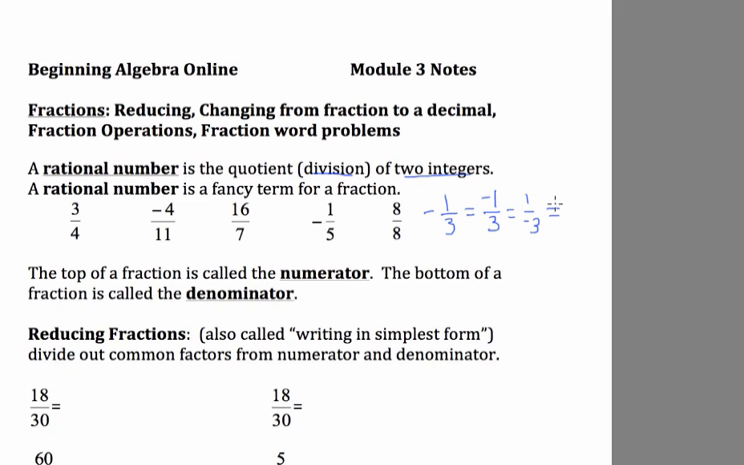What's not the same is if you have a negative sign on both the top and the bottom. In fact, that would be a negative divided by a negative. That would actually be equal to positive 1/3. The top of a fraction is called the numerator. The bottom of a fraction is called the denominator.